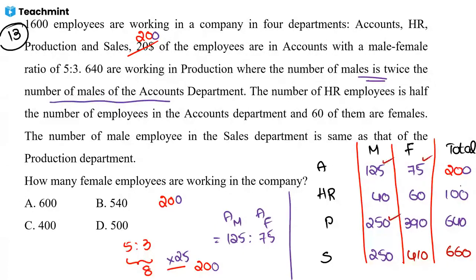As per our data, 200 if we consider. Half of the number of employees in account department, yeah, this is also correct. Among them, 60 are females, superb. This is 40, obviously. Then they said number of male employees in the sales department is same as that of production department, 250. Perfect. Now total we need 1600, all departments together.